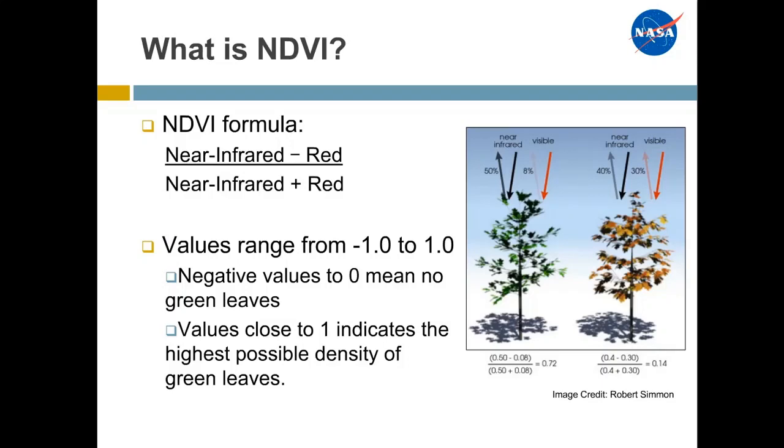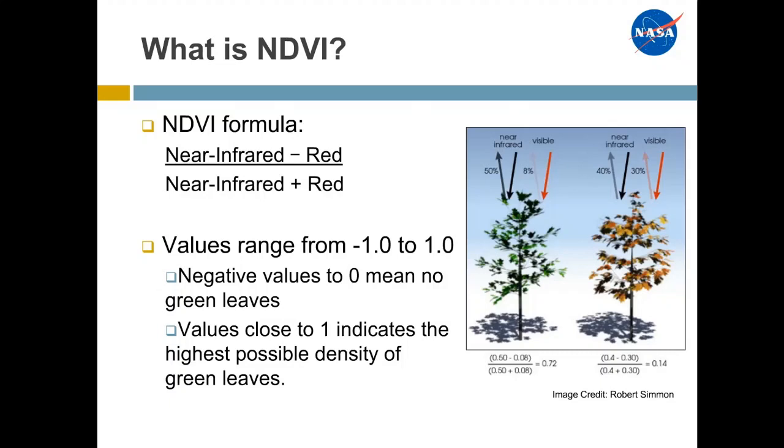Any pixel between -1 and 0 means no vegetation, and pixels close to 1 indicate the highest possible density of green leaves. The picture on the right shows that healthy green vegetation absorbs most of the visible light, where only 8% is reflected, and reflects a large portion of the near-infrared light, where 50% is reflected.